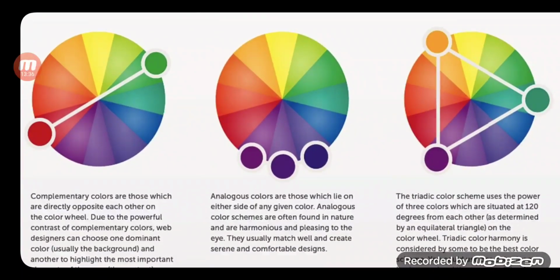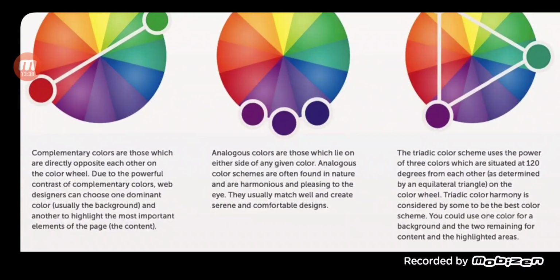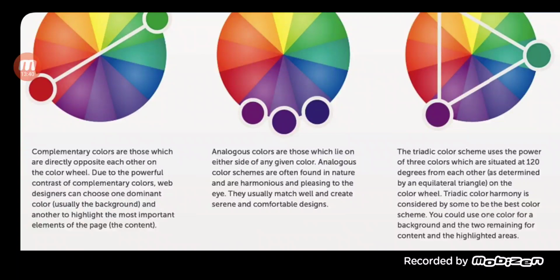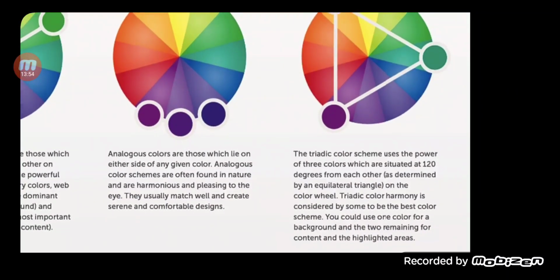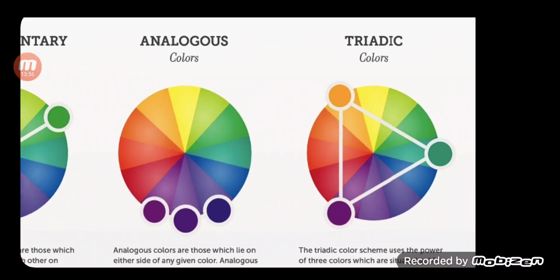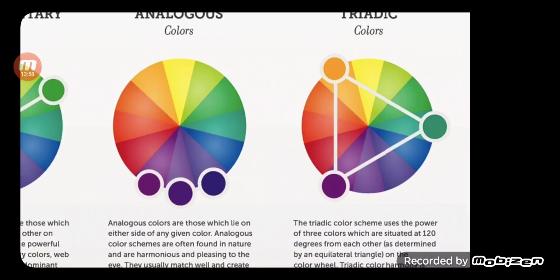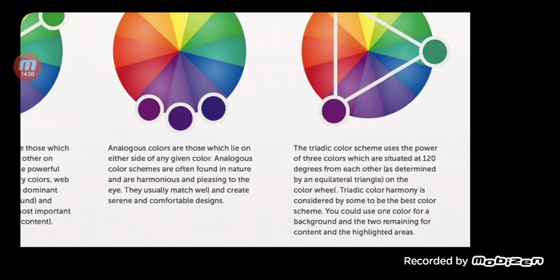Analogous colors. Analogous colors are those which lie on either side of any given color. Analogous color schemes are often found in nature and are harmonious and pleasing to the eye. They usually match well and create serene and comfortable design. We read this part. Triadic color.